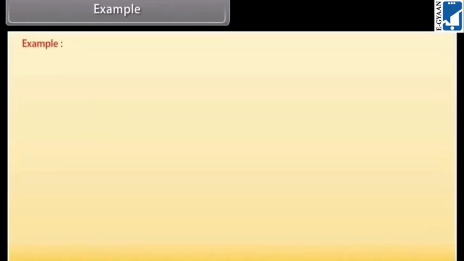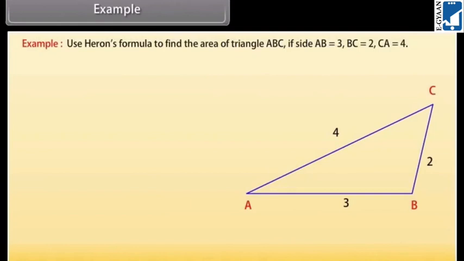Example. Let us look at some solved examples now. Use Heron's formula to find the area of triangle ABC if side AB is 3, BC is 2 and CA is 4. Solution. We will find the area step by step.